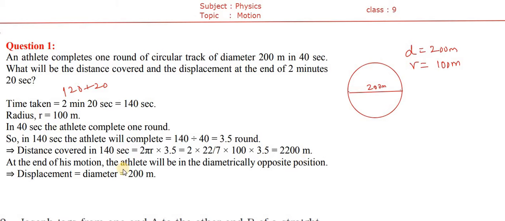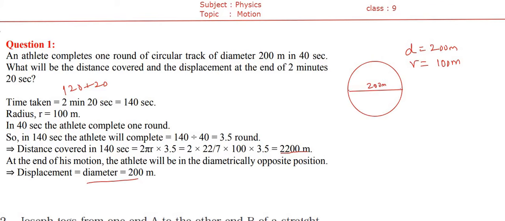At the end of the motion, the athlete will be diametrically opposite, in the opposite position. Therefore the displacement is nothing but the diameter. So the displacement is 200 meters and the distance covered is 2200 meters. Is it clear?